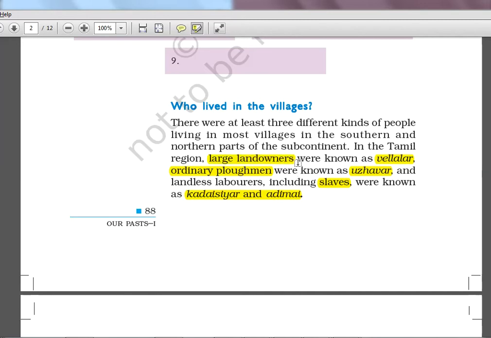Okay, multiple terms we are going to learn in the Chola dynasty and all. So this is the beginning of that. Okay, Vellalar, Ulavar and Kadaisiyar and Adimai. Okay, so these things you have to know, make a note of them in some Excel sheet or something.